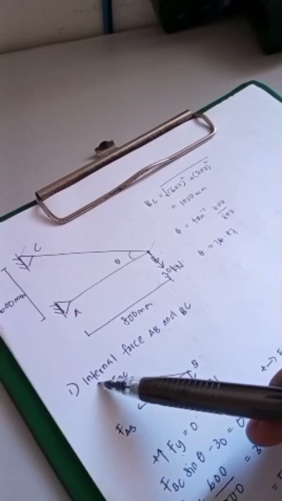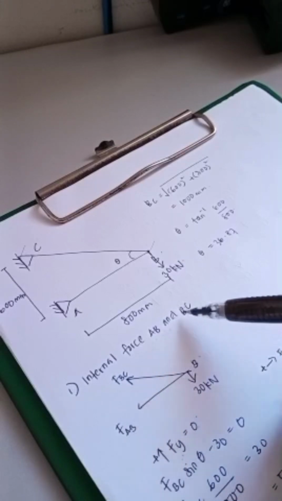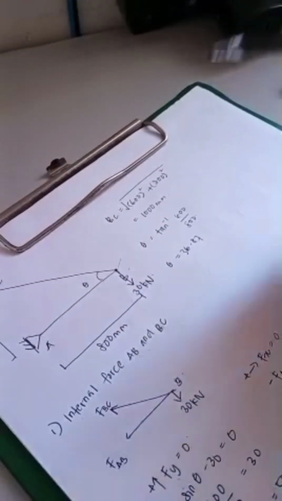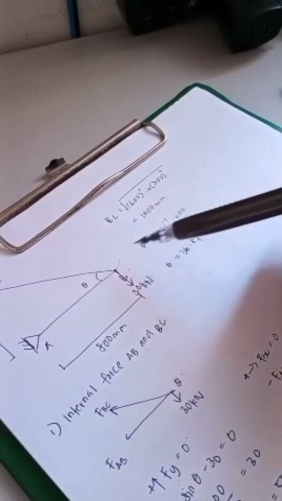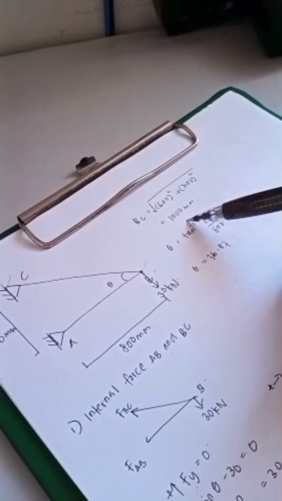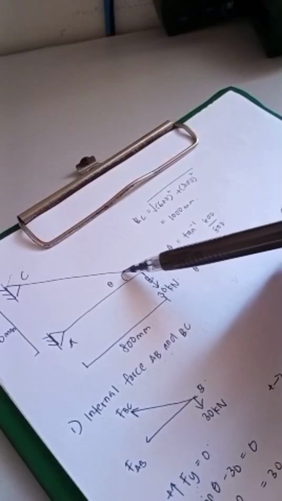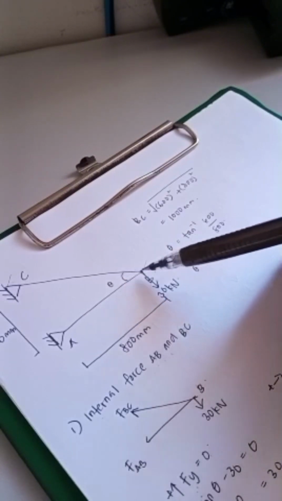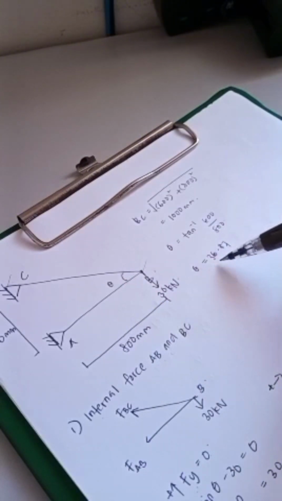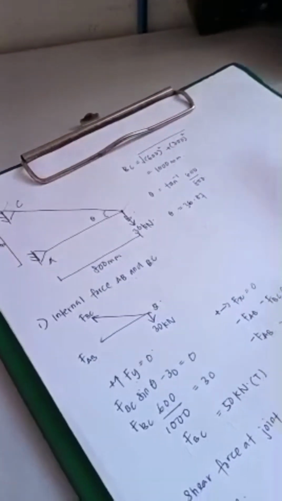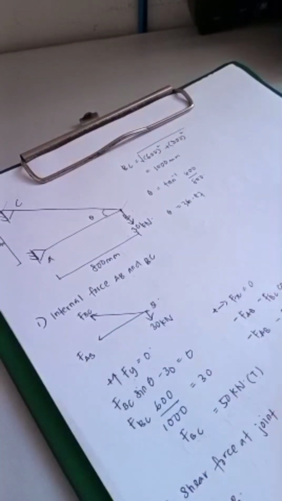So the first question asks for the internal force at AB and BC. The first step, I calculate the length of BC first and I got 1000 mm, and then I determine the theta at joint B and I got 36.87.